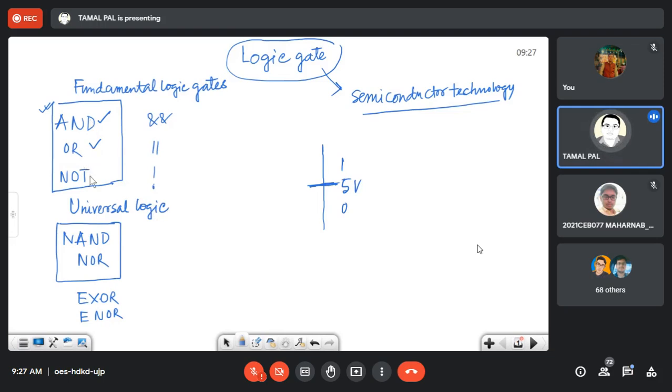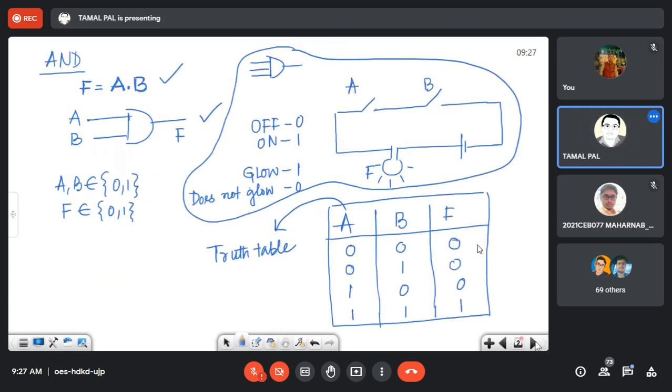Now, why are these three gates called fundamental logic gates? Because any type of logical expression can be realized using the fundamental logic gates. So that means any logic expression. There is no such logic expression in the world which cannot be expressed using these three gates. However complex it may be, it may be time consuming to prepare, but not impossible. These are called fundamental logic gates or basic logic gates.